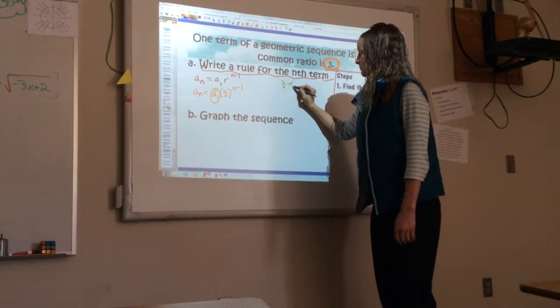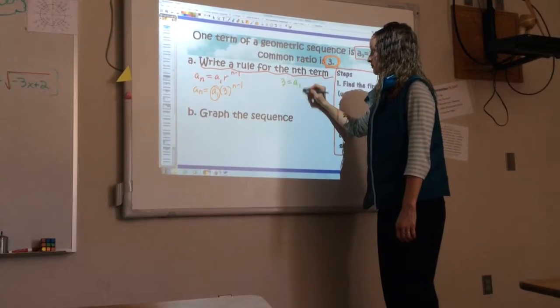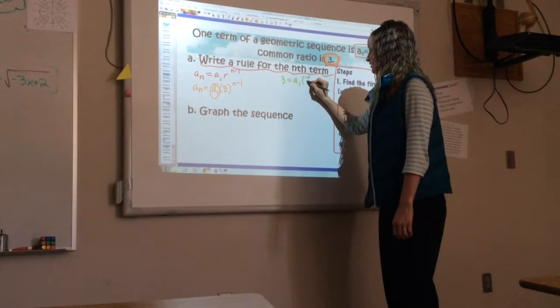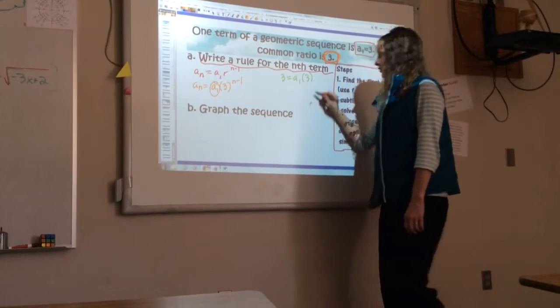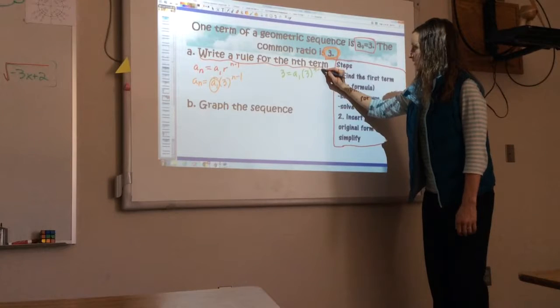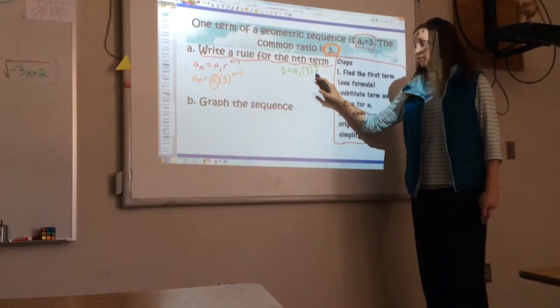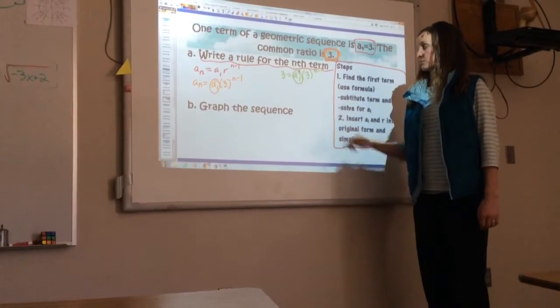So we're going to set this up as a side problem. Once again, it's a side problem. You don't know your first term, but you know that your common ratio is 3. And you're dealing with what term again? The fourth. So you have 4 minus 1. Any questions on how we set up this side problem? So we have to solve for A sub 1.